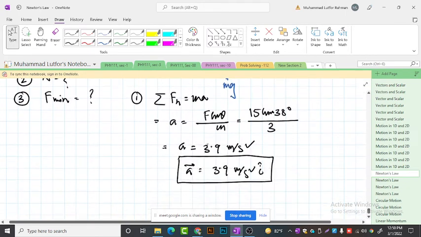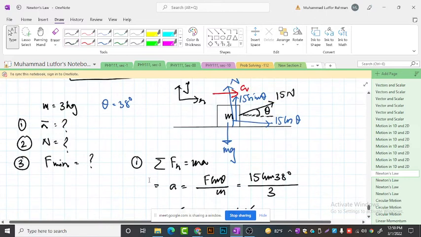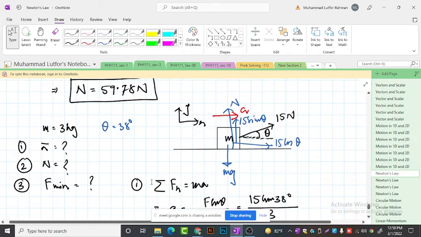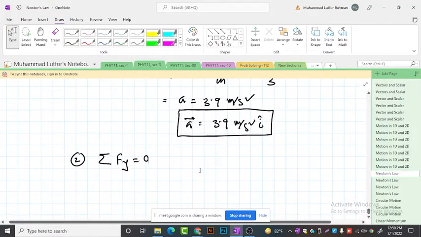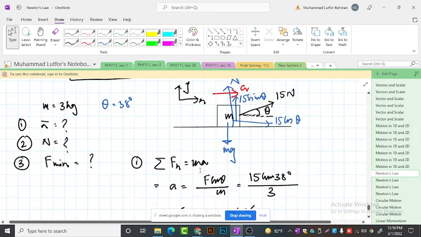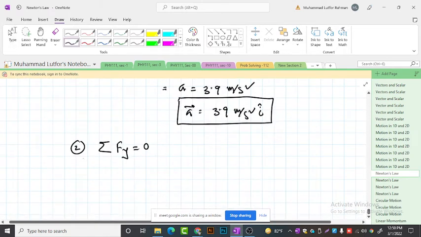Second question, I have to find out the normal force. To find that normal force, I will write that the net force along the y-axis is 0, right? Because the block is moving towards the positive x direction. It is not moving at all towards the positive y direction. So in the y direction, I have three forces: two forces upward and one force downward. Then the net force along the y-axis would be 0. It would be N plus 15 sine theta minus mg.